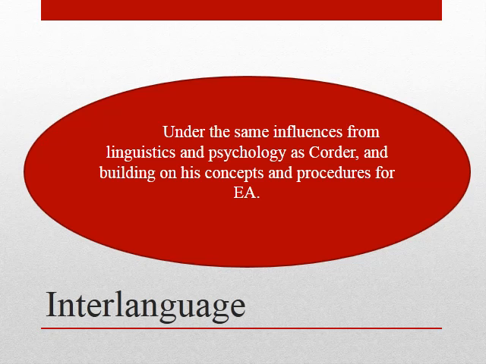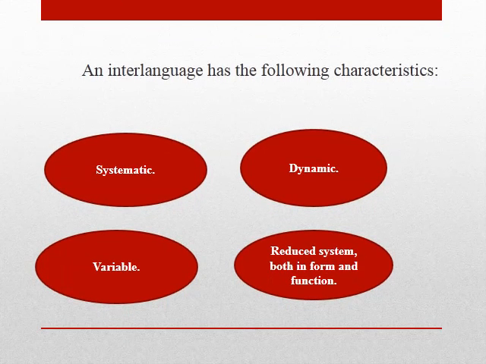Interlanguage. Under the same influences from linguistics and psychology as Corder, and building on his concept and procedures for EA, an interlanguage has the following characteristics. The first, systematic. The second, dynamic. The third, variable. And the last, reduced system, both in form and function.